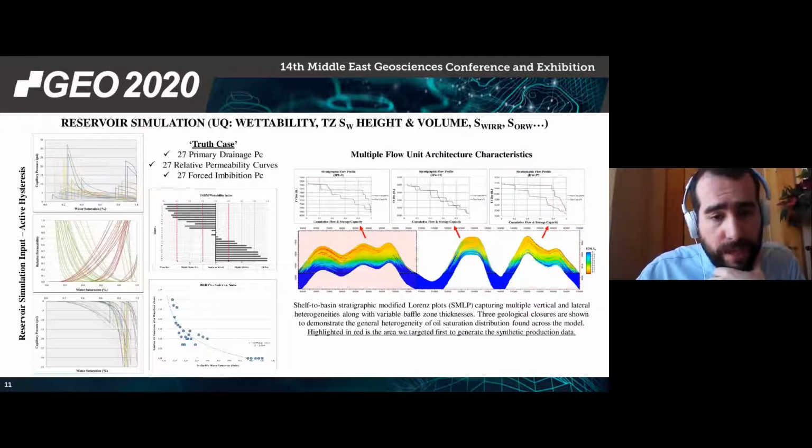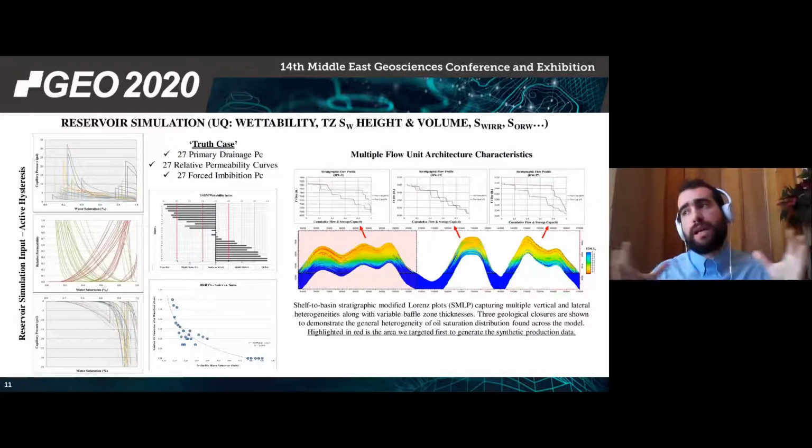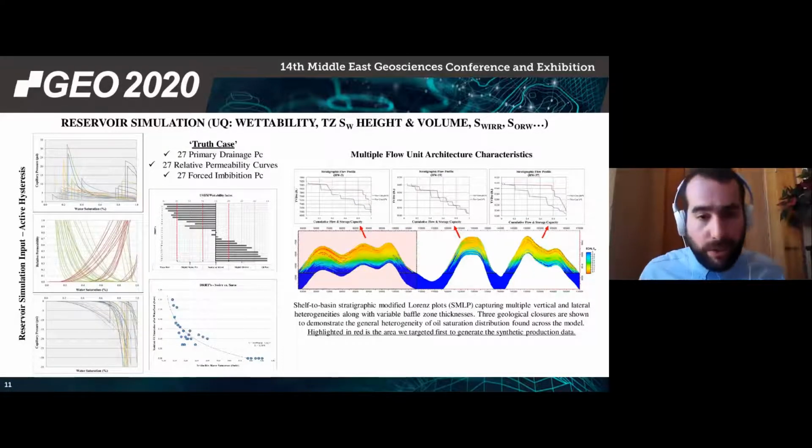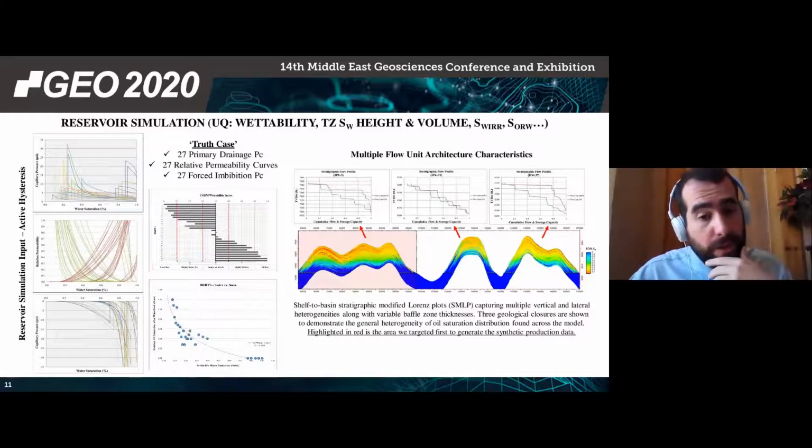So the first anticline, if you look, for the permeability, about 80% of the flow would occur in the topmost part of the reservoir and 20% in the base. But every anticline has its own unique flow unit architecture that we try to capture the generalized heterogeneities that are found in the region. But we're starting off with this first anticline to produce our synthetic production data.